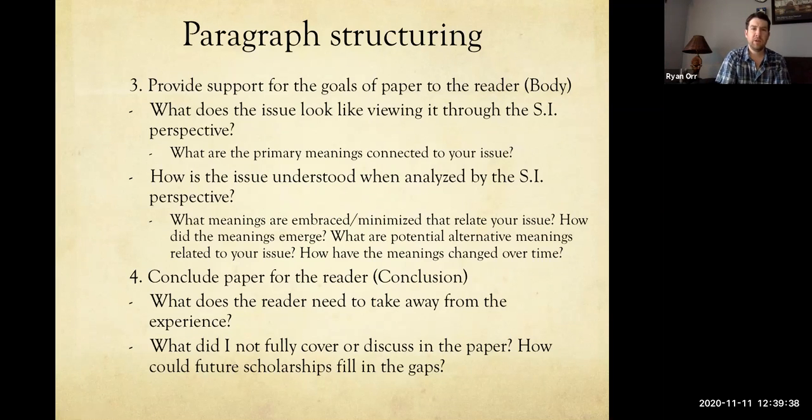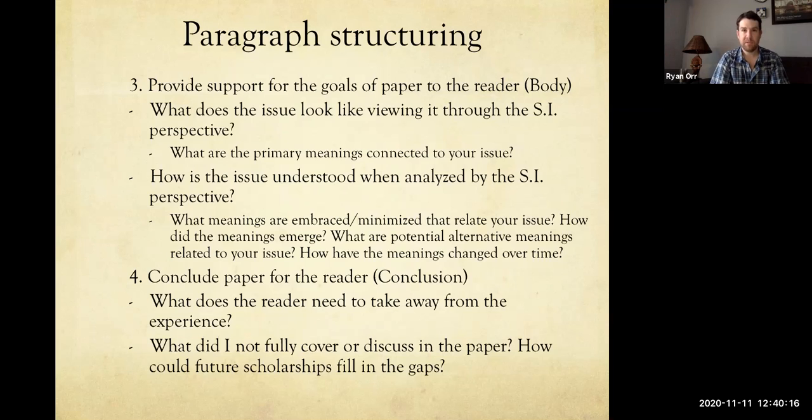So again, you can mess around with some of these questions. You can switch the ordering of them, but more or less, this is what you're doing, directly or indirectly, in the body of your paper. And the conclusion of the paper has a couple of questions, like we talked about before. What does the reader need to take away? So you want to avoid summarizing what the reader just read, but you do want to reintroduce or highlight ideas that you really think are important that you want the reader to take away in the conclusion of your paper. Then also, talk about future directions.